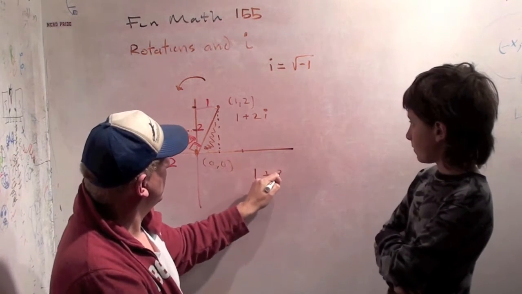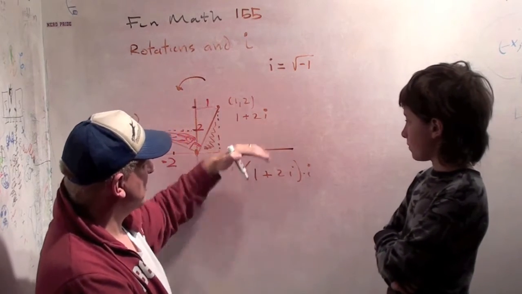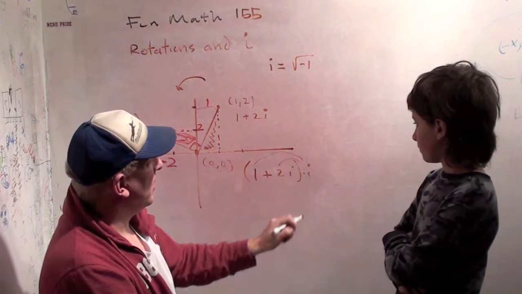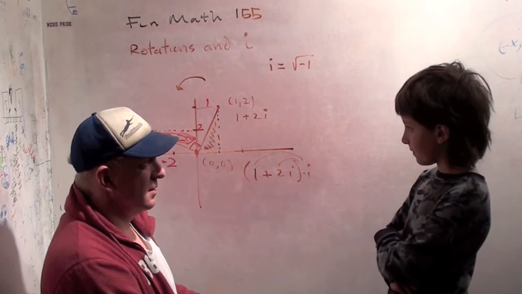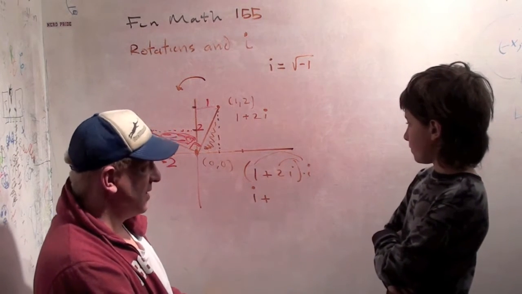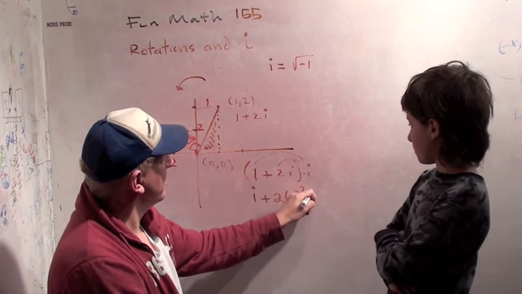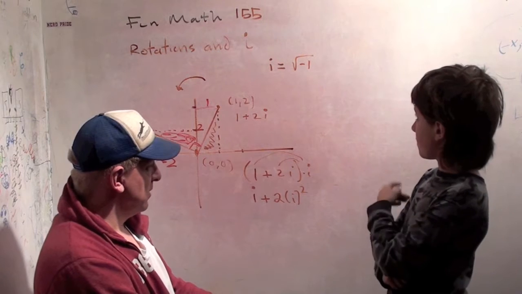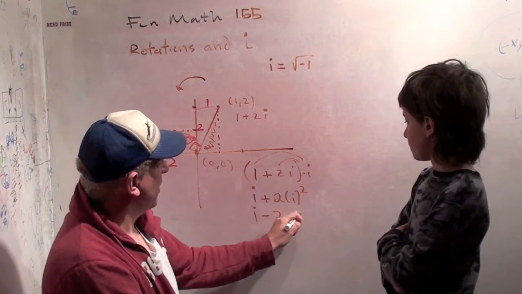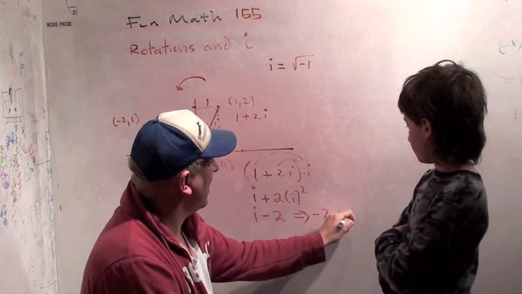So 1 plus 2i times i. I'm just going to multiply this by i and see what happens. Now, we have to multiply 1 by i and 2i times i. What is 1 times i? i. So this is i. And what is 2i times i? 2i squared. Plus 2 times i squared. And what is i squared? It's minus 1. Okay, so this is i minus 2. And the typical convention is to write the real number first. So this is minus 2 plus i.